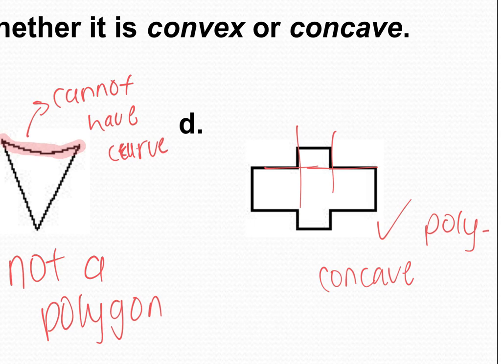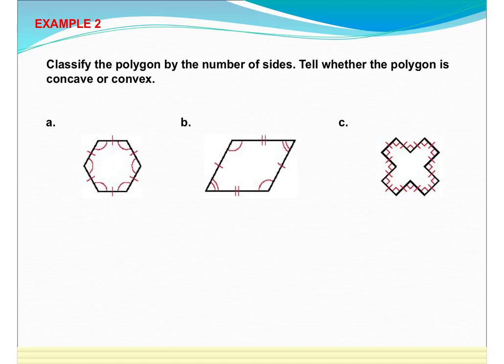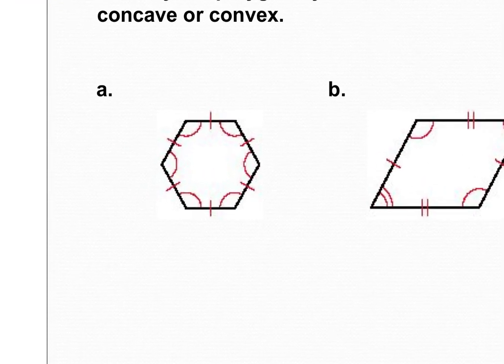Okay. Moving on. Classify the polygon by the number of sides. Tell whether the polygon is concave or convex. Now, these diagrams have a bunch of different symbols on them, okay? Please don't get intimidated by this. All these symbols mean, we have seen this symbol before, this little line. What does that little line mean? It means congruent. So all of these sides are what?